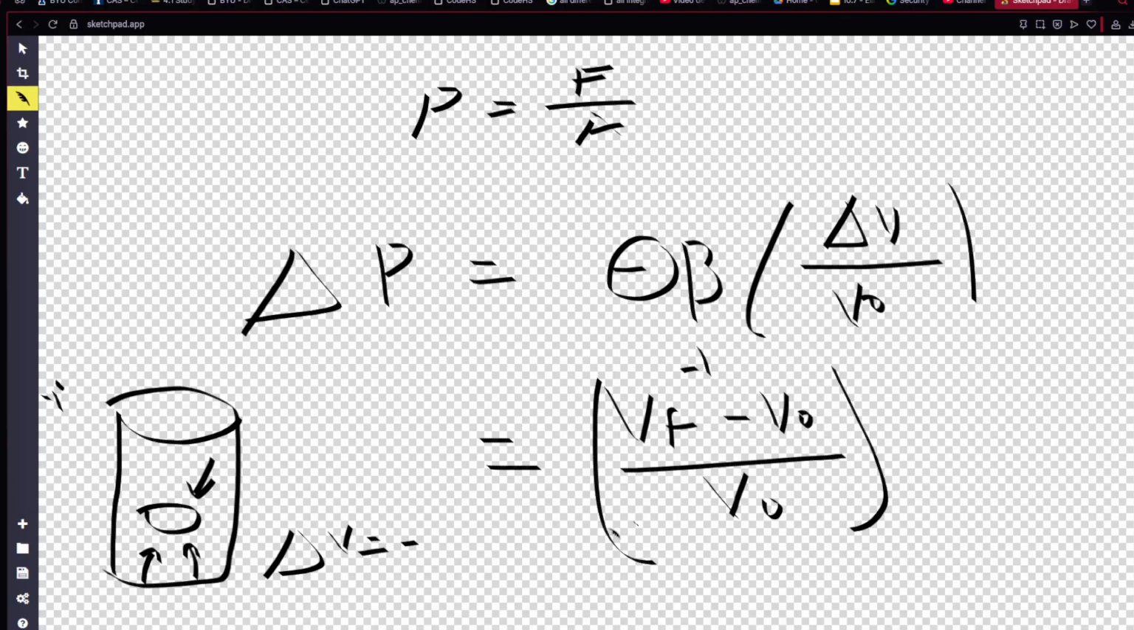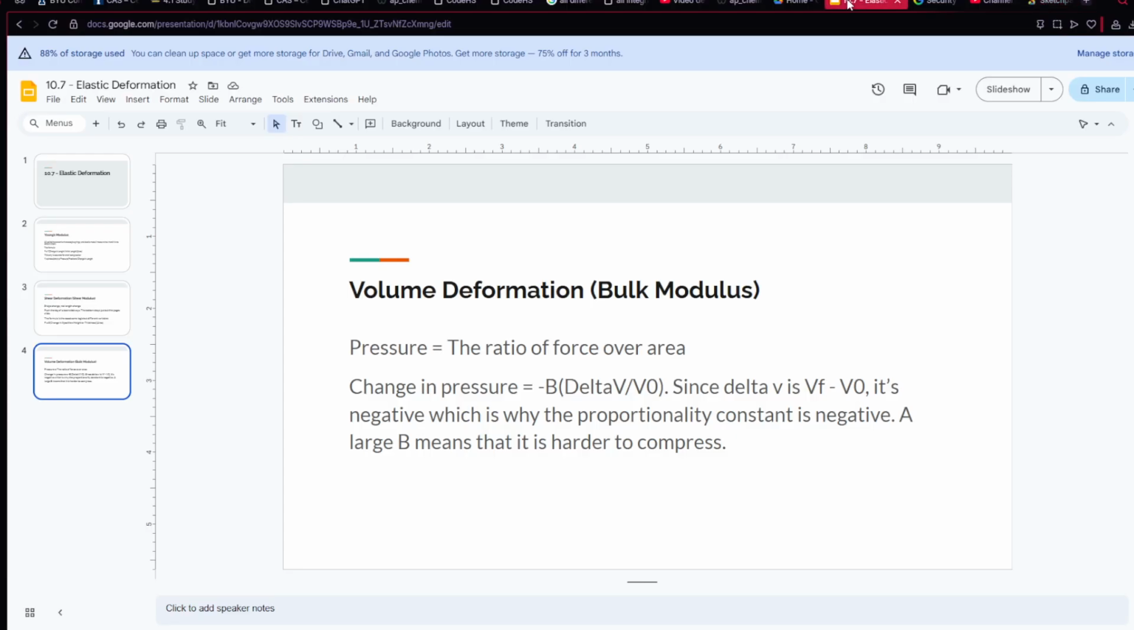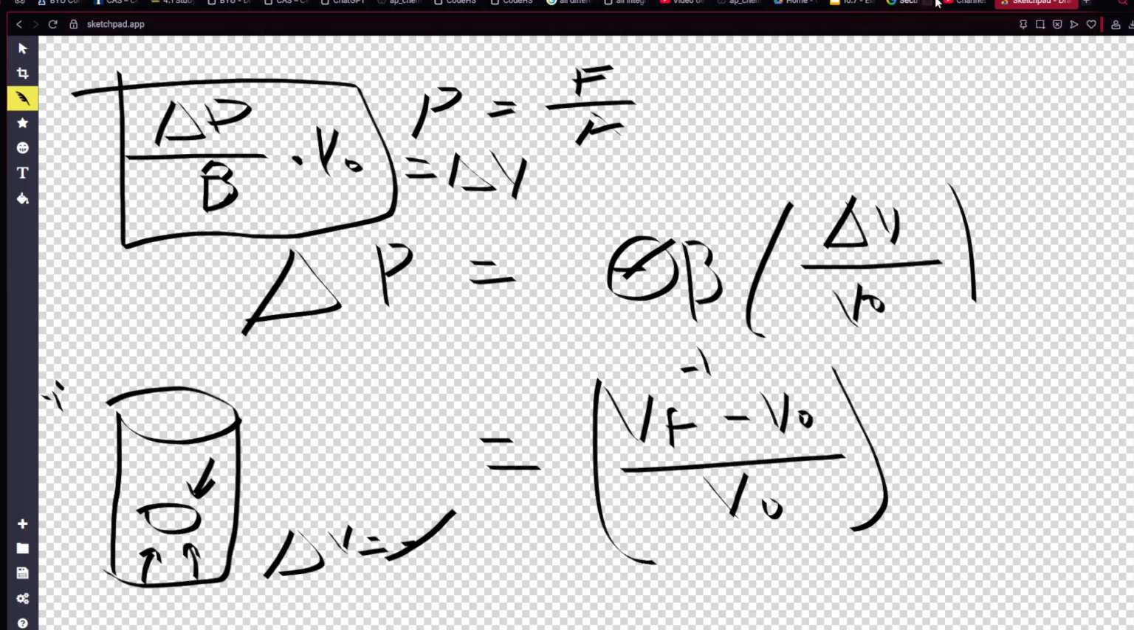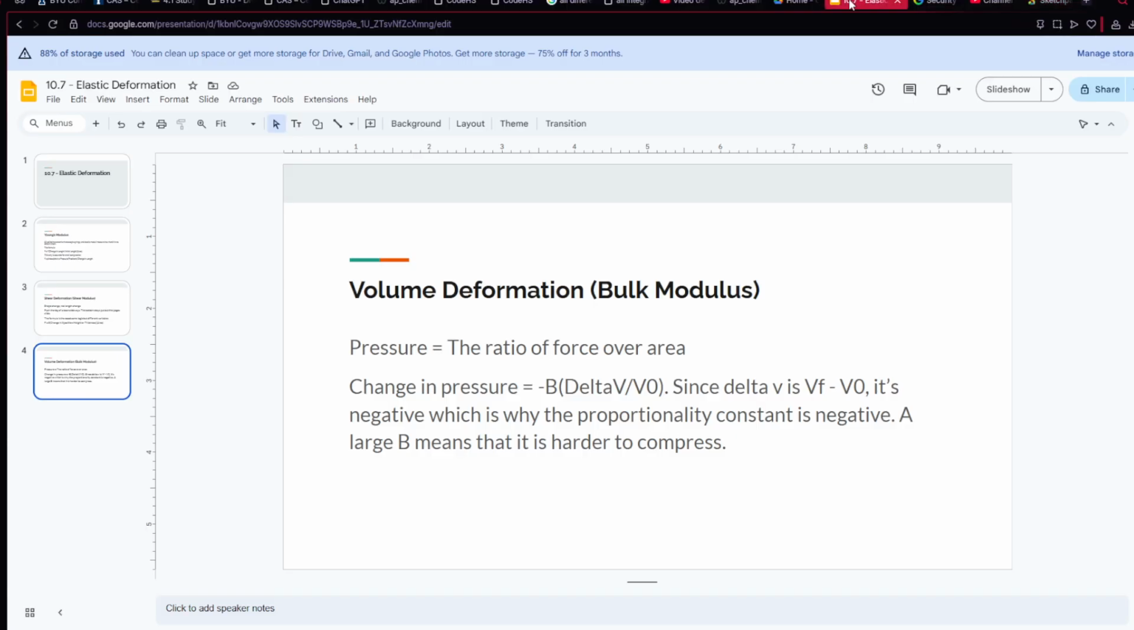So what happens is we can cross these negatives out to give us a positive change in pressure, which is what we want typically. So large B means it's hard to compress, because delta P over B times V0 would equal delta V. And notice here that the higher B is, it's in the denominator, making this entire term smaller. Pretty easy logical stuff. So that's all of that, and I'm going to be doing an Euler's derivative proof for later, so it's interesting.